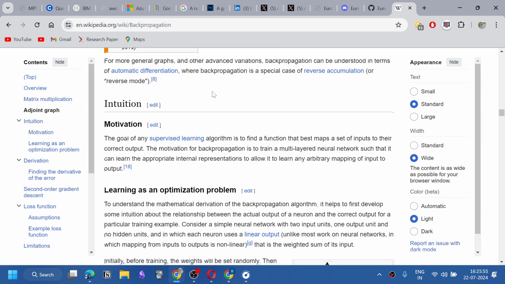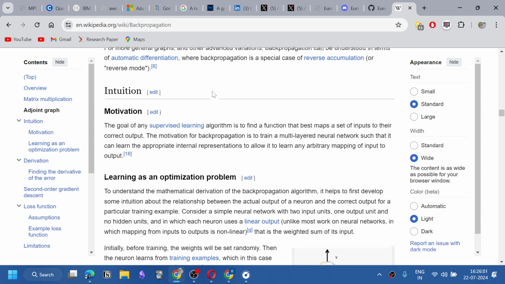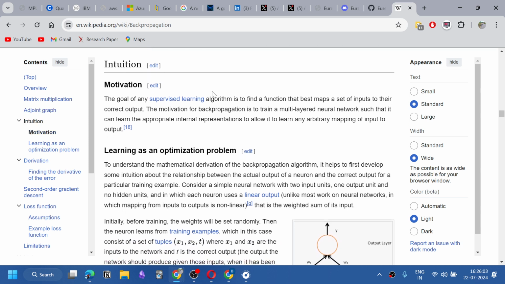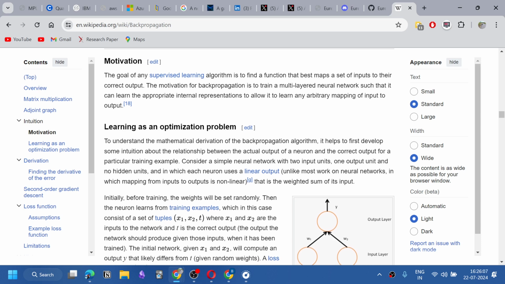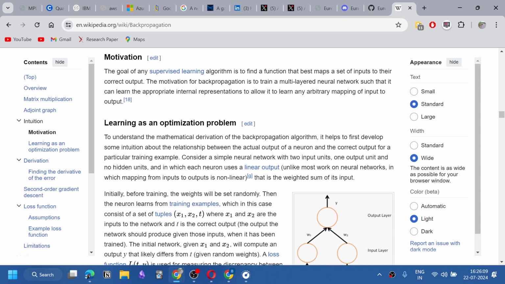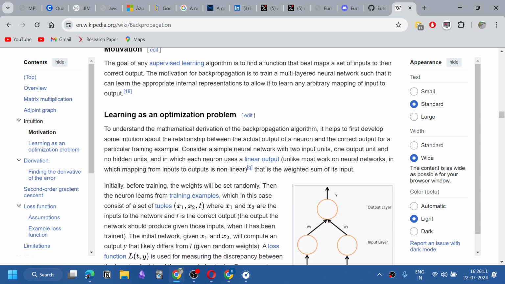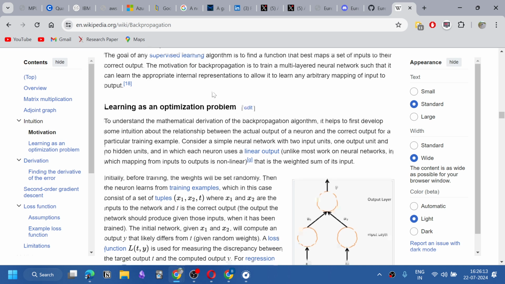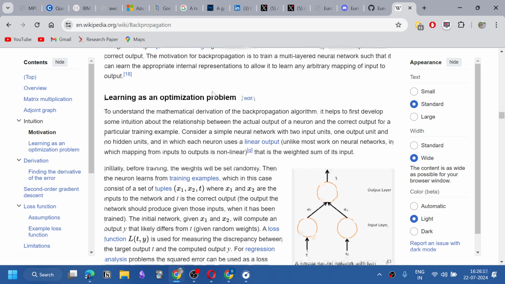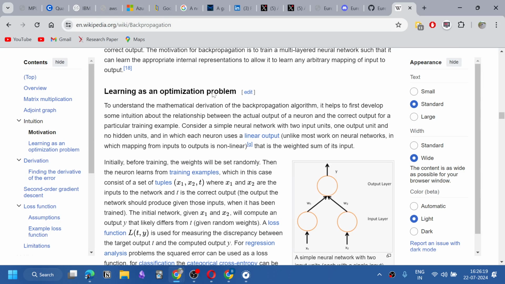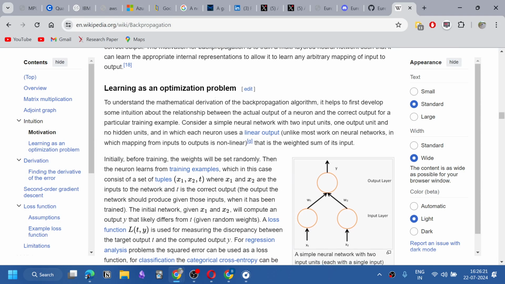Backpropagation can be understood as automatic differentiation in reverse mode. Some motivation: the goal of a supervised learning algorithm is finding a function that best maps a set of inputs to their correct outputs. The motivation for backpropagation is to train a multi-layer neural network so that it can learn a particular internal representation.